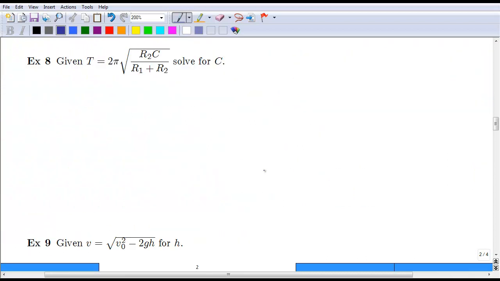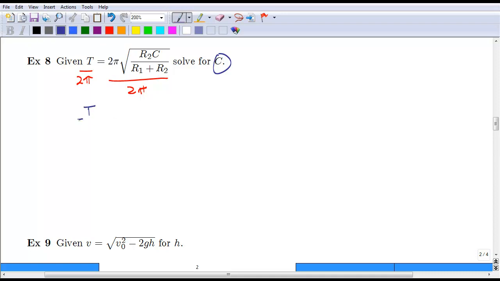These last two examples now deal with what happens if we don't necessarily have numbers. It's possible that sometimes we need to solve equations just in general for a different variable and they involve a square root. So that's what these last two examples are. If we want to solve this for c, c is under the radical, so we need to get rid of the radical, get everything else out of there. So for me, the first step would be to divide by this 2 pi coefficient.